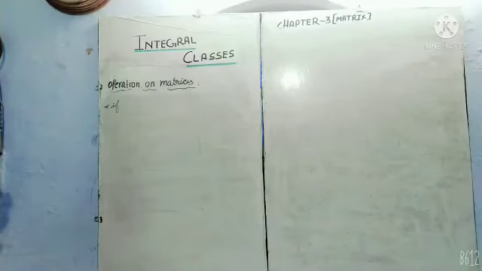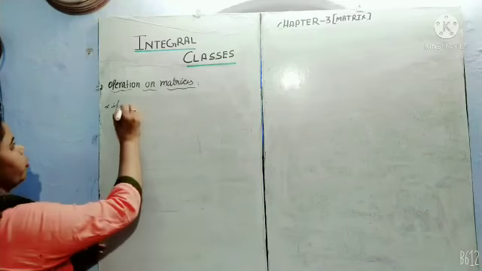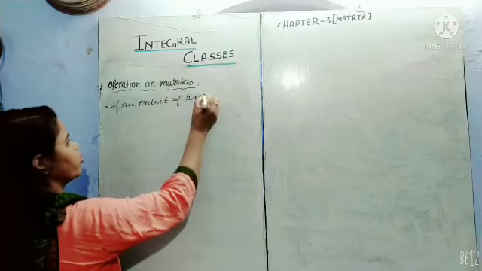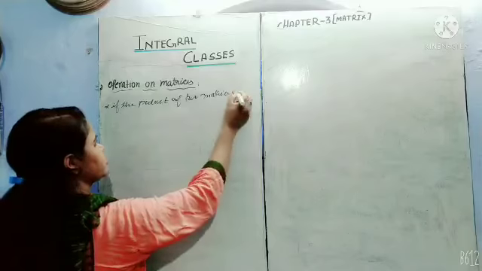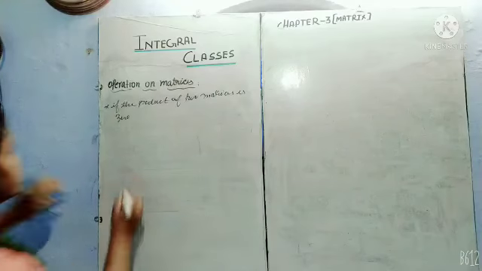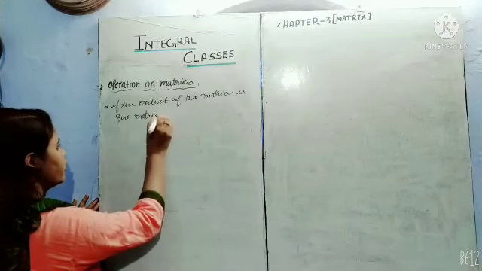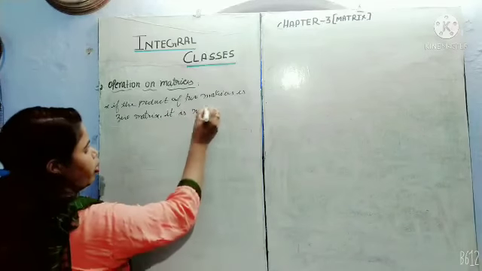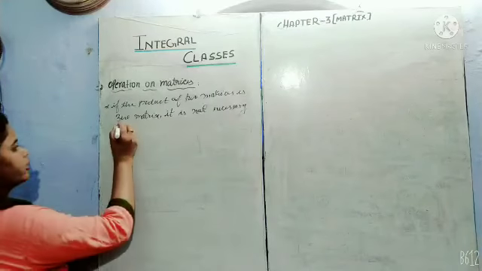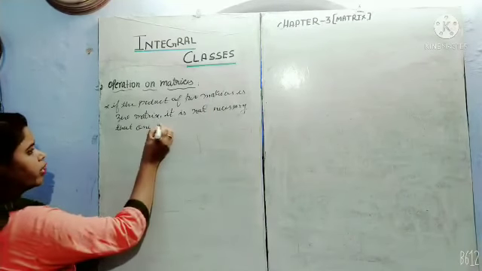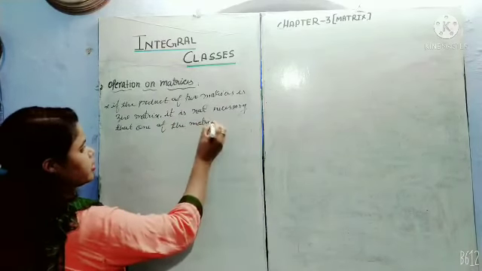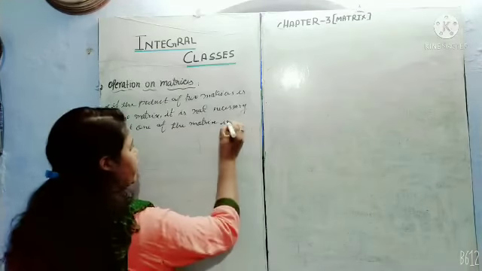Now, the next property is: if the product of two matrices is a 0 matrix, it is not necessary that one of the matrices is a 0 matrix.